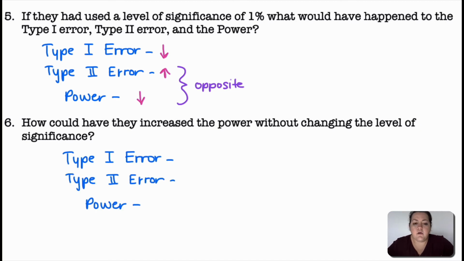Remember, power is 1 minus beta, and beta is the probability of a type 2 error. So those are always going to be opposite of each other. All right. How could they have increased the power without changing the level of significance? If I want the level of significance to stay the same, which means the type 1 error would stay the same, I could increase the sample size. So if I increase the sample size from 250 to 500, increasing the sample size would increase my power. If I increase my power, then I decrease the probability of a type 2 error.